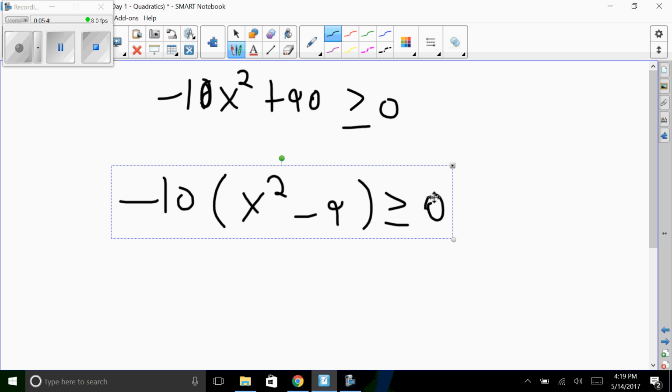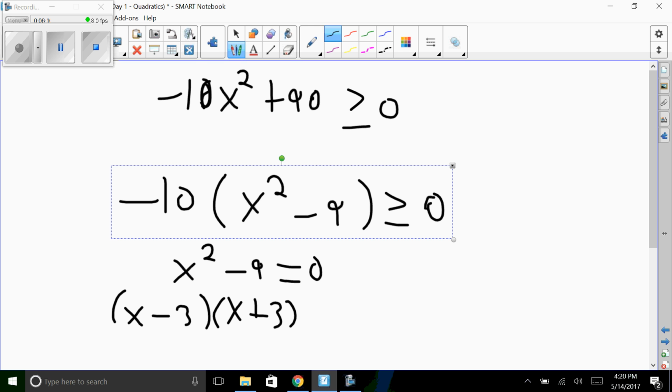All right, so now I set my factors equal to 0. Negative 10 equals 0. That doesn't make any sense, so we don't do that. So now we've got x squared minus 9 equals 0. Well, you could factor that by breaking it up into two pieces. That's the difference of squares, so that can be factored into that. All right.